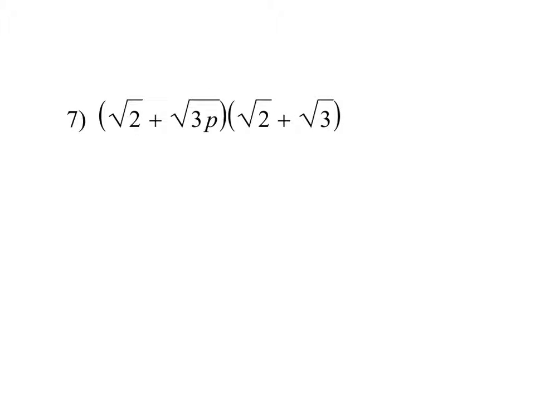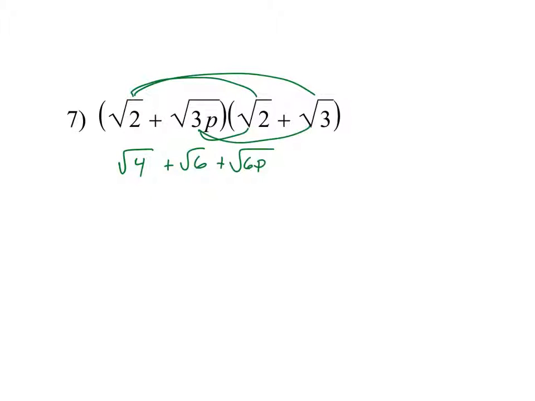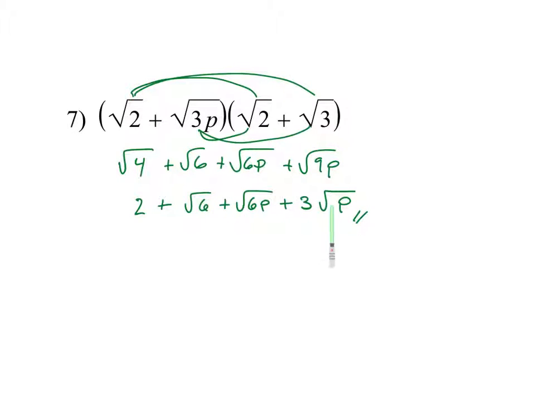Now this one, I'm going to FOIL. So this times that, so the square root of 4 plus the square root of 6 plus the square root of 6p plus the square root of 9p. So this is 2 plus square root of 6 plus the square root of 6p plus 3 square root of p. And that's it because I don't have anything in common.